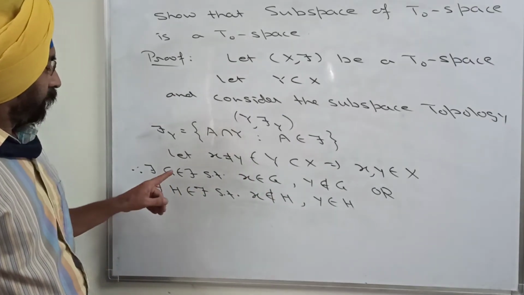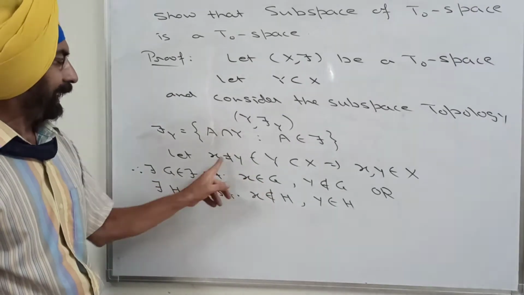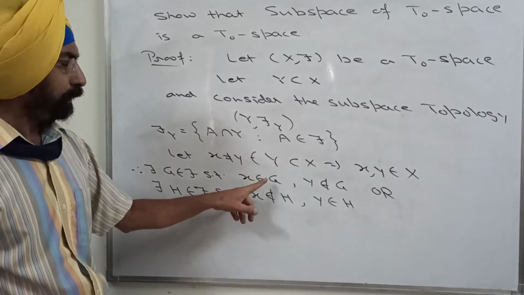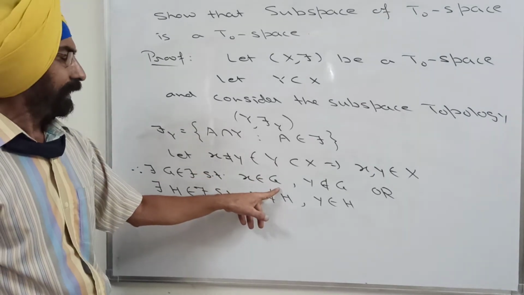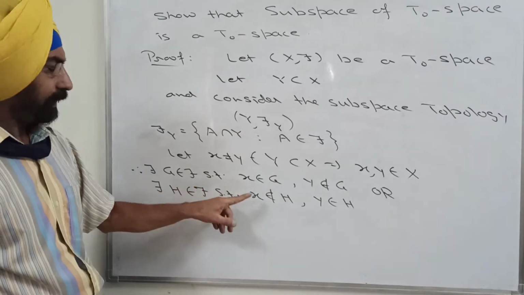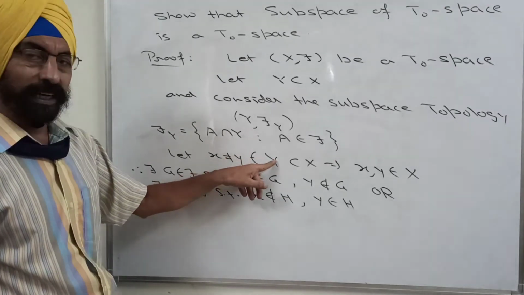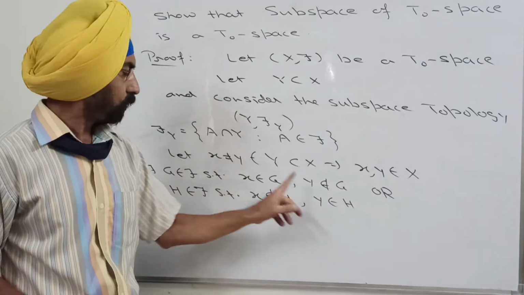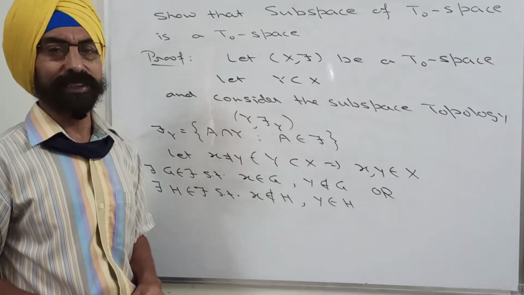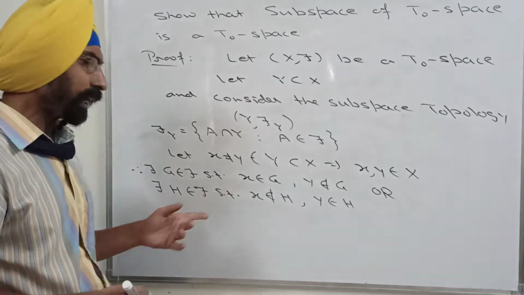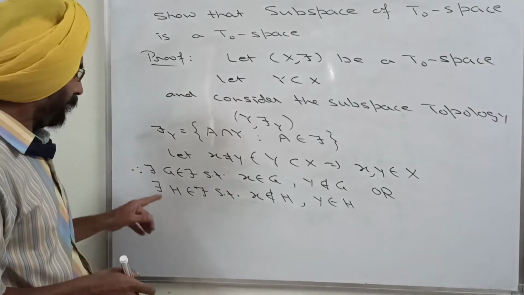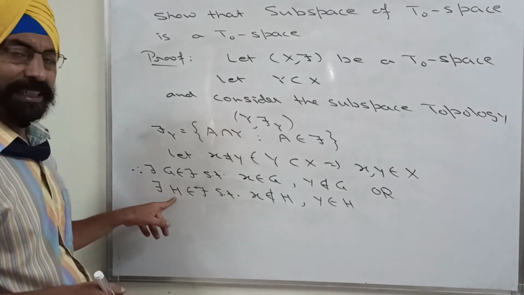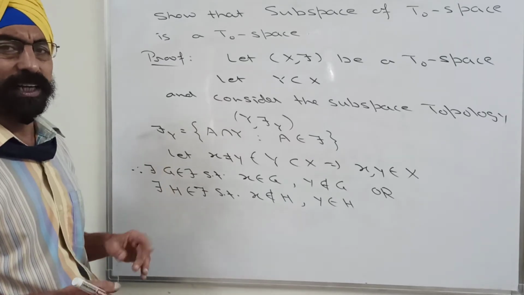Now your X is in G, X is also in Y, so X will be in G intersection Y. In the second case, your Y is in Y and your Y is also in H, so Y will be in H intersection Y. So what I am going to do now is convert this G and H into G intersection Y and H intersection Y.